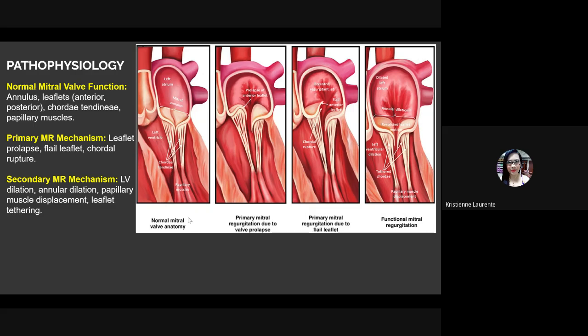So this is our normal valve anatomy. There are two leaflets, the anterior and the posterior. Then we have primary MR, meaning, as I've said earlier, primary mitral regurgitation is due to valve insufficiency, for example, valve prolapse or flail leaflet, or there is a rupture. Then this one is regurgitation wherein the leaflet is flail. It's going here instead of bilaterally opening and closing. This is an example of a flail leaflet.